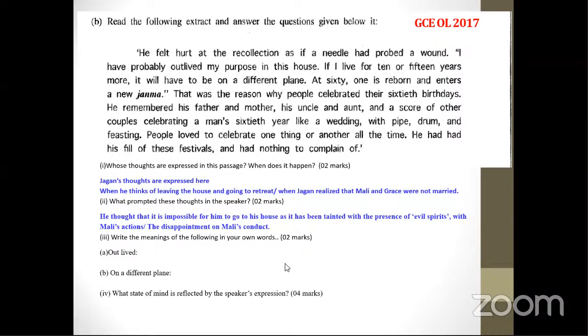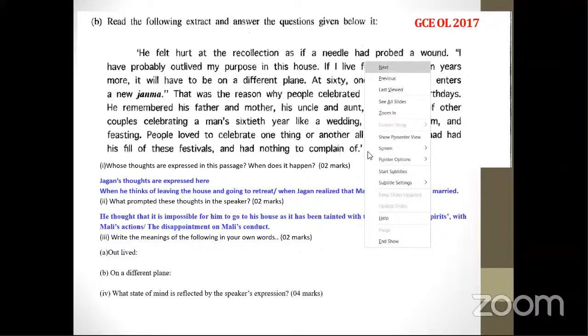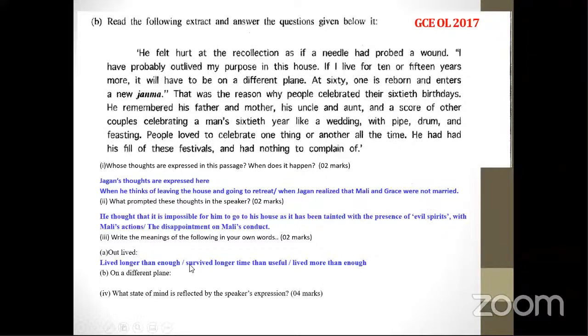Okay, I'll come to the next answer then. Outlived. We have already discussed that also. Lived longer than enough. Survived longer time than useful. Lived more than enough. We have 3 options here. You can write anything, but remember one most important thing, tense. It is outlived, so answers also come in the same tense. It is compulsory. Lived longer than enough, survived longer time than useful, lived more than enough.